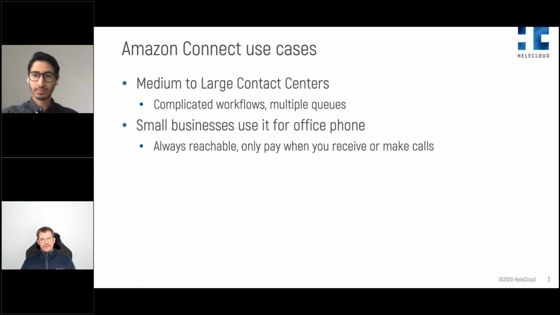There is another use case, and it's one of the things that we're already using Connect for in HeleCloud as well. We use it as an office phone. As you may or may not know, HeleCloud has offices in London, in the UK, in the Netherlands, in The Hague, and in Sofia in Bulgaria. And we use Amazon Connect to route phone calls to a single person, regardless of which country they're calling from.